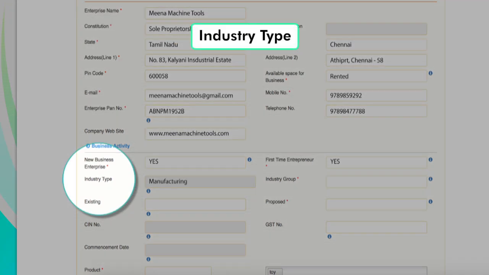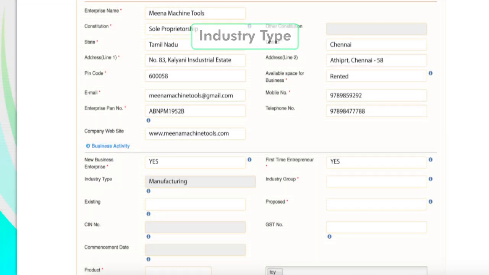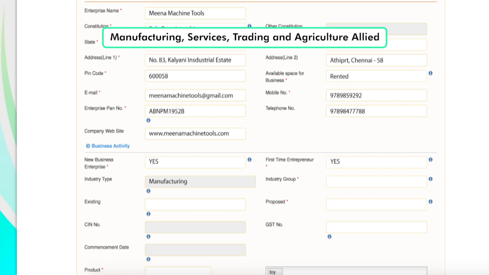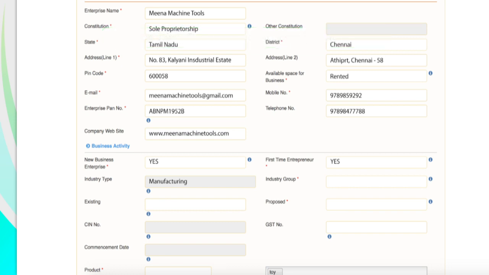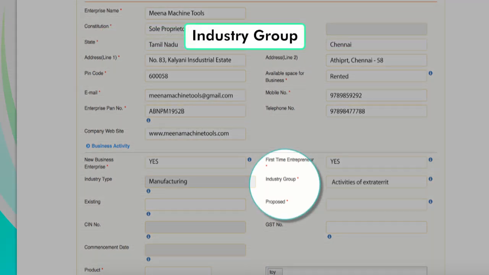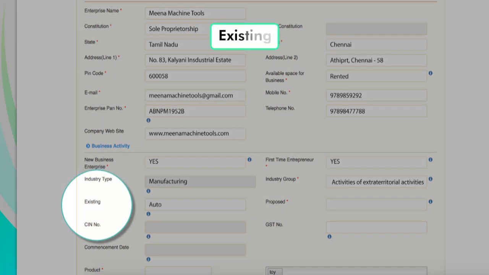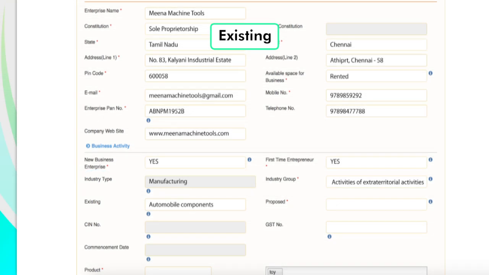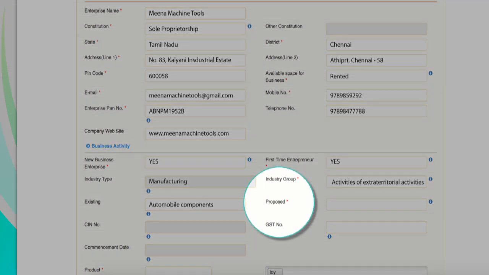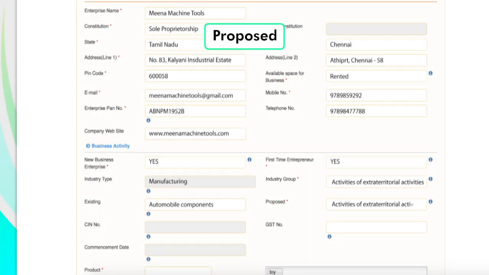Industry type. The applicant can choose the type of industry that the new or existing unit is involved in. He or she has the option to choose from manufacturing, services, trading or agriculture allied. And then we come to industry group. The industry group has to be mentioned here. In case the unit is already in existence, the applicant needs to enter details of the activity. Proposed. The subgroup under the above mentioned entry has to be entered here.